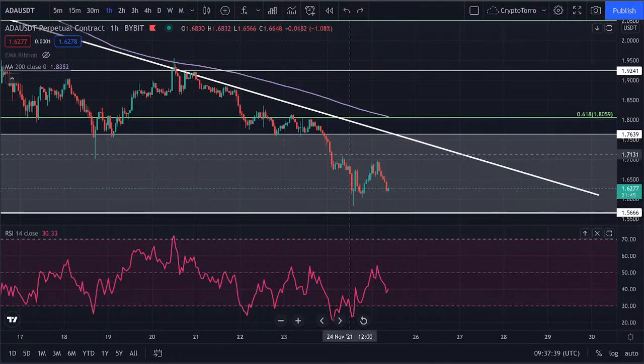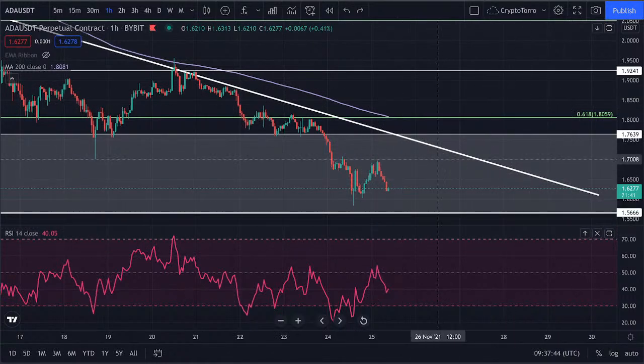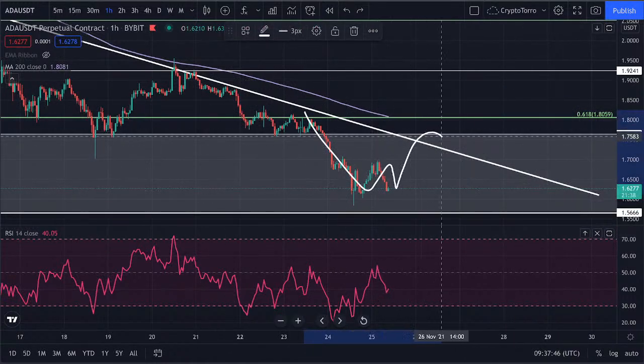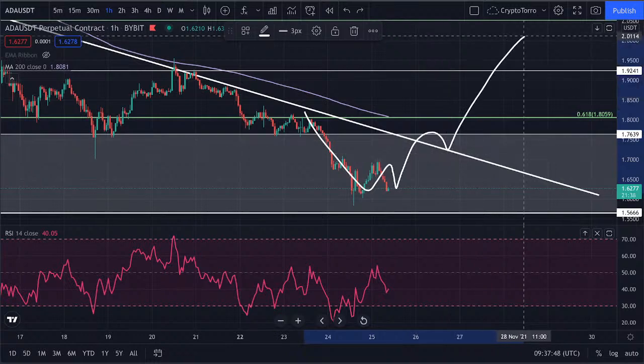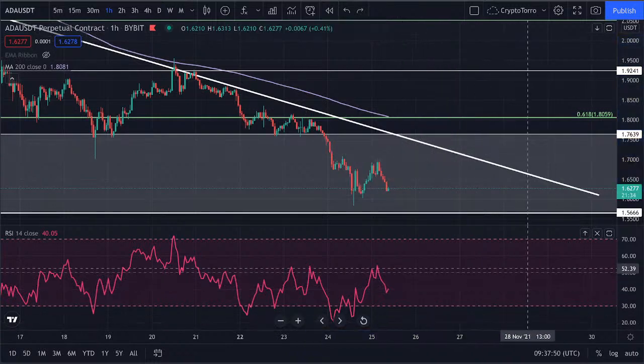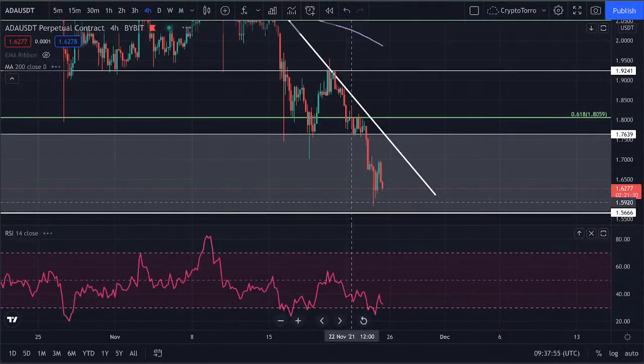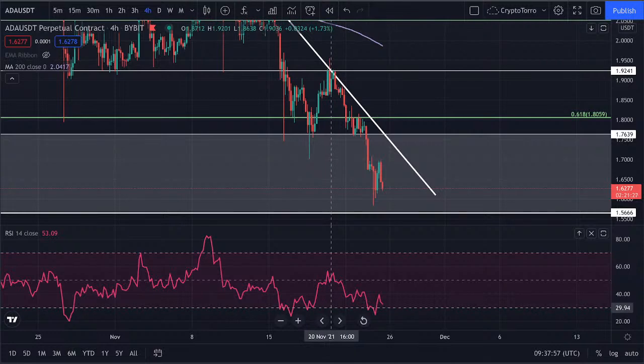So actually, Cardano right now looking very good to me. I must admit that we have to be able to break out above this descending resistance eventually to see a trend reversal getting started, but I'm confident this actually will occur during the upcoming weeks. And if we take a quick look at the 4 hourly time frame, what are we seeing here?